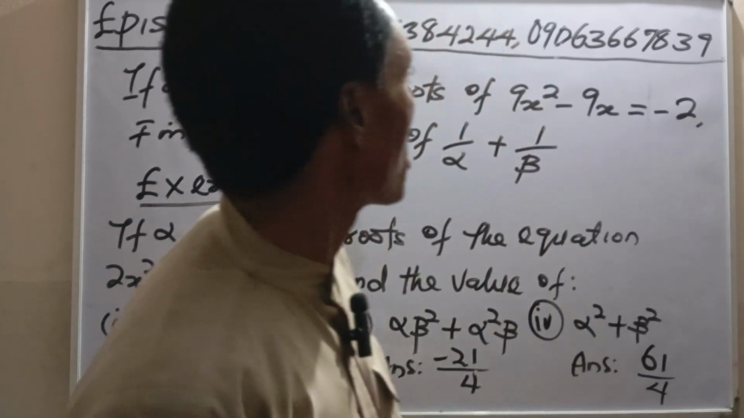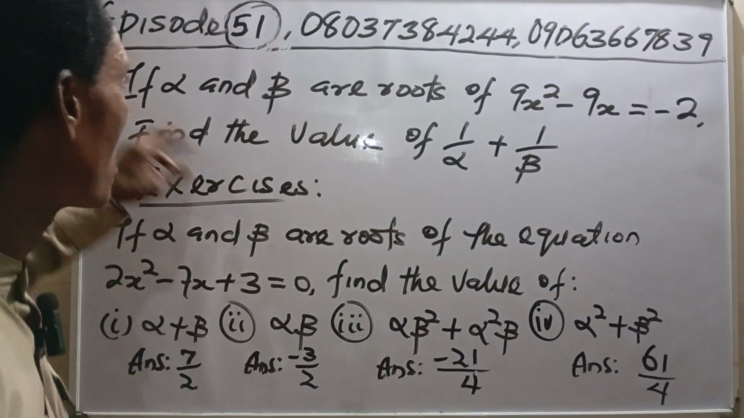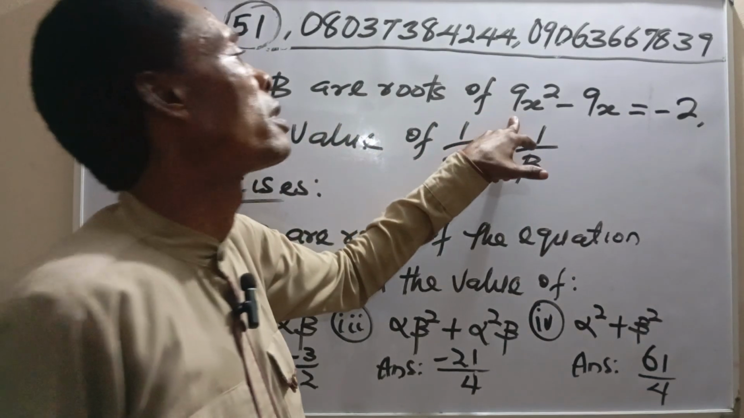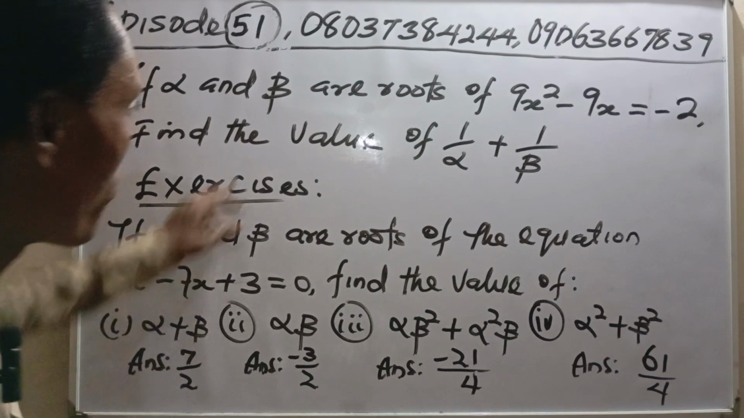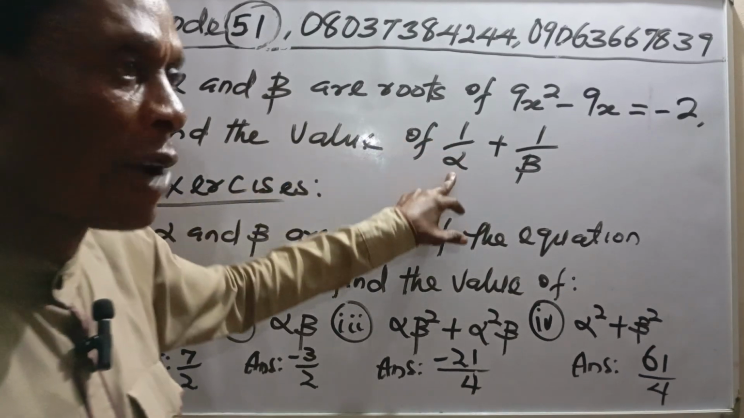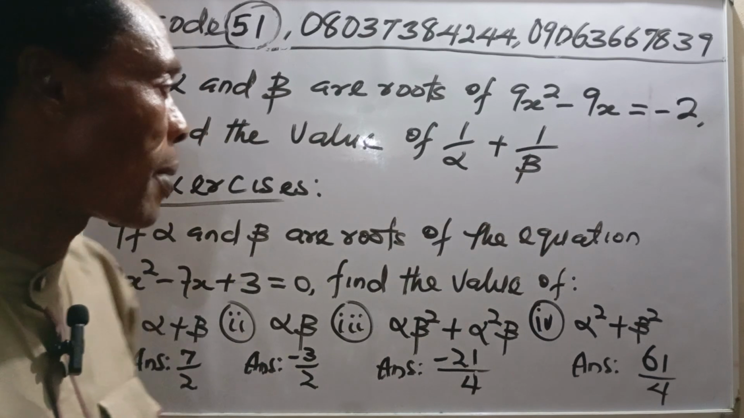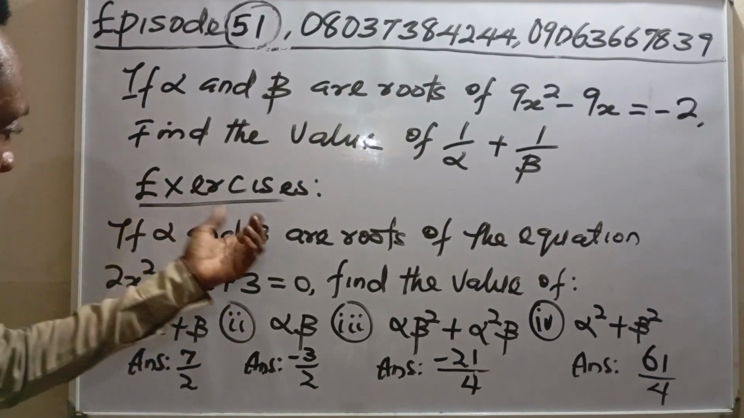Okay, let's consider the next episode, which is episode 51, which says, if alpha and beta are roots of 9x squared minus 9x equals minus 2, find the value of the reciprocal of alpha plus the reciprocal of beta. This is alpha, this is beta. Okay, so that is it. So let's come to exercise.